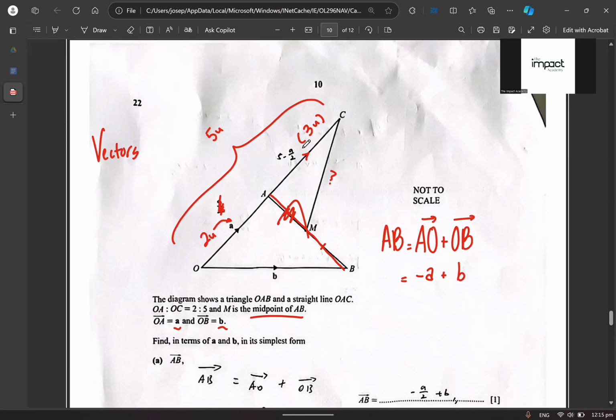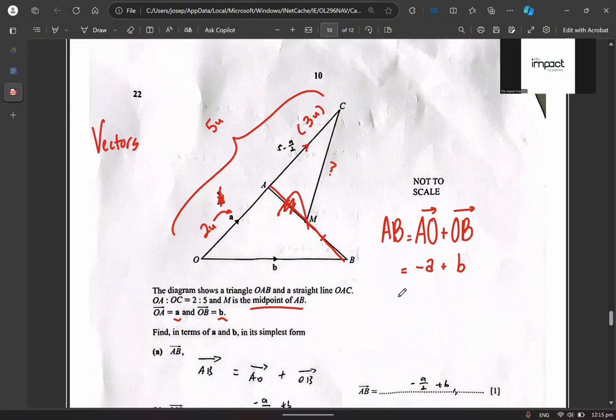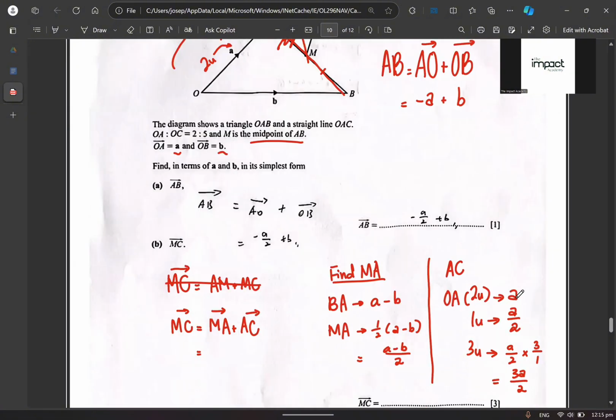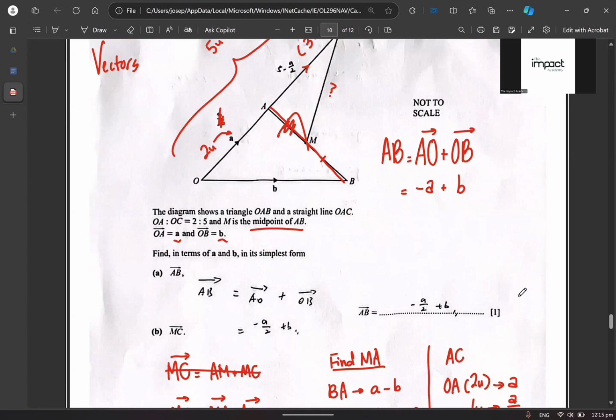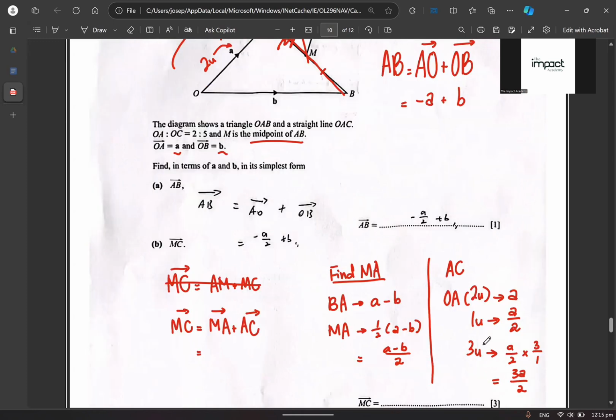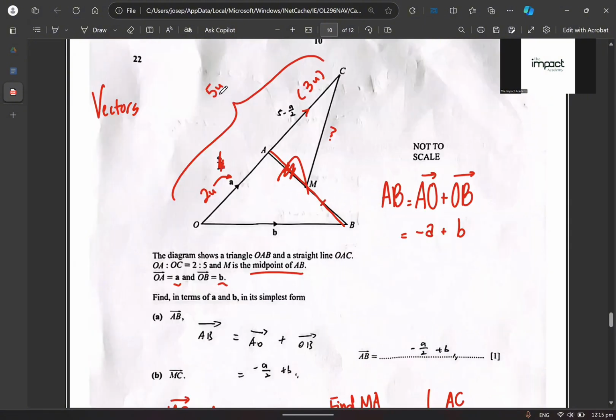Why is it 3 units? Because this is AC. AC is 3 units. If they tell you 2 units is A, how do you find 3 units? So that's why I wrote, right? 2 units is A, 1 unit is A over 2, right? Okay. So what is 3 units? A over 2 times 3. Can you understand? Let's say if you do 5 units minus 2 units, you still get 3 units, right? You get what I'm trying to say?